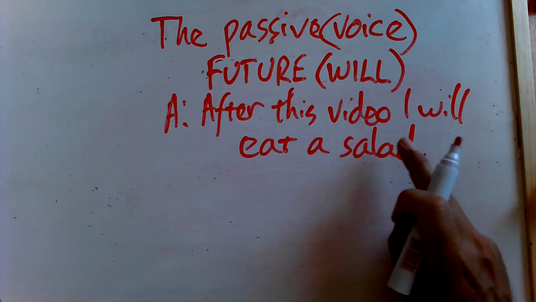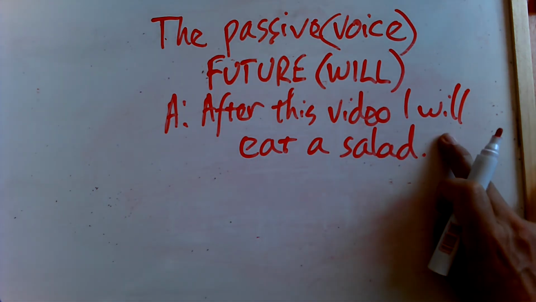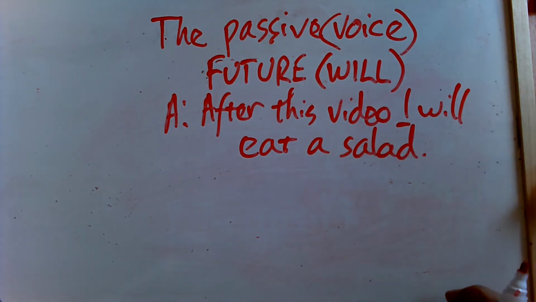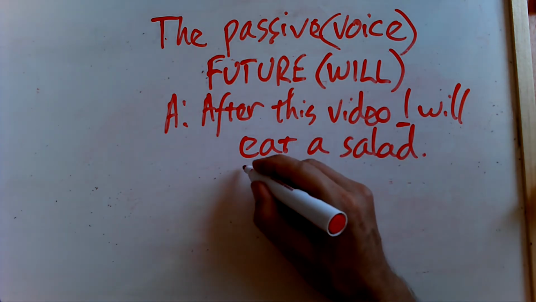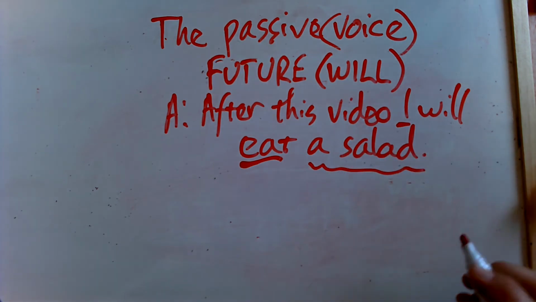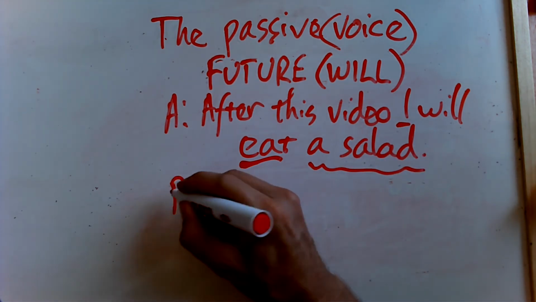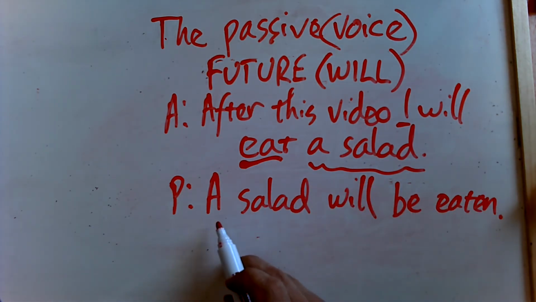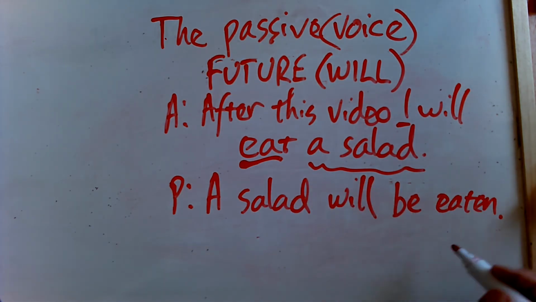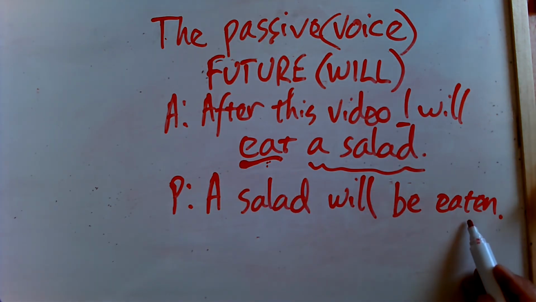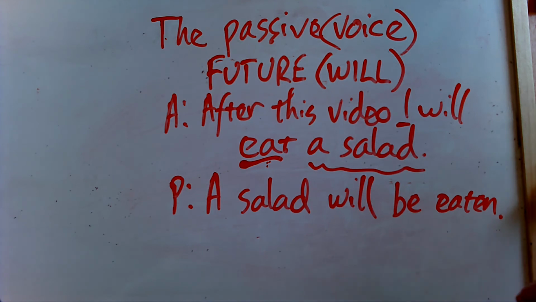Okay, after this video, I will eat a salad. Future with will. Okay, the subject is I in this case. The verb is eat, and the object is a salad. To form the passive, we do this. A salad will be eaten. Okay, so the verb eat, the past participle of eat is eaten.